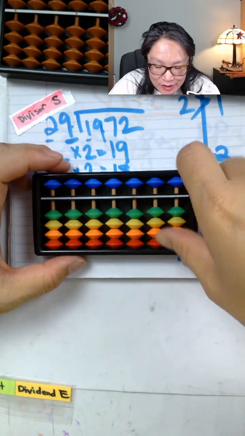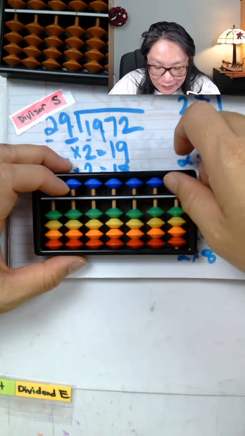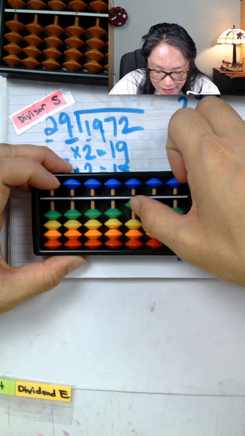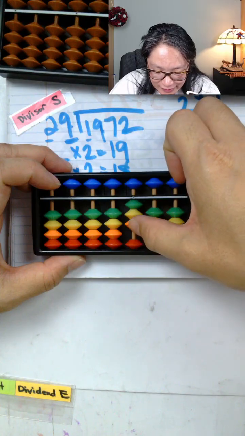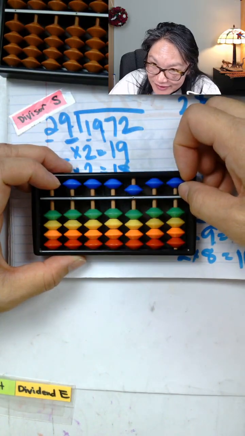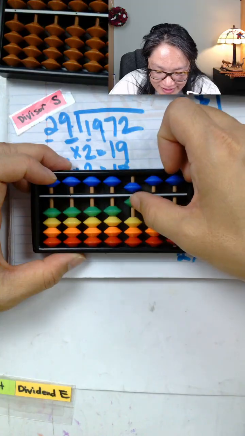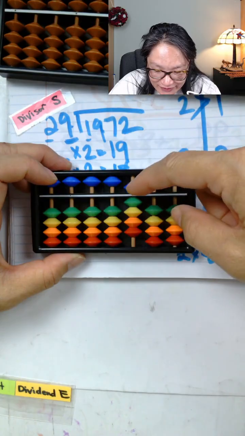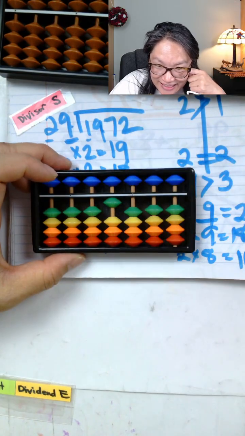So for those of you that just joined, thank you for sticking around. To read the abacus, we're going to count 1, 2, 3, 4, and then 5. That's how we do it. So after 5, we have 6, 7, 8, 9, and then we have 10.